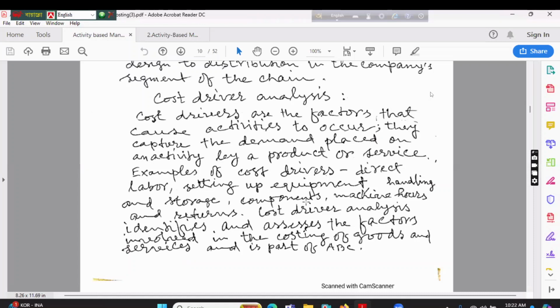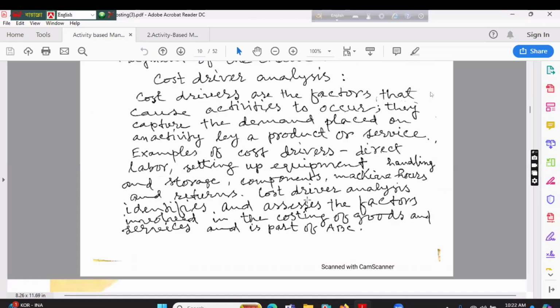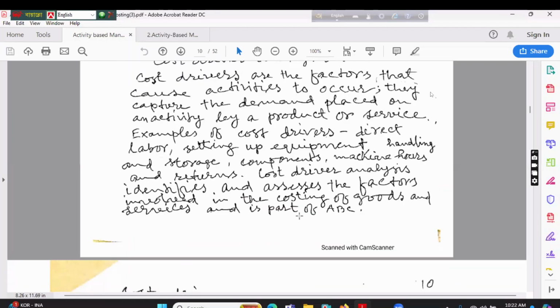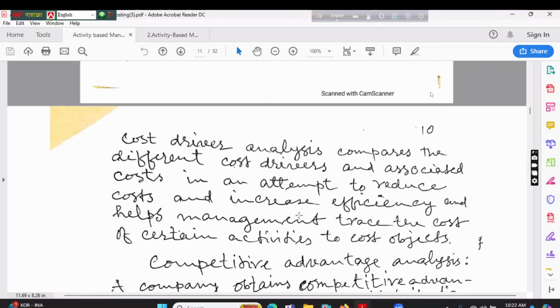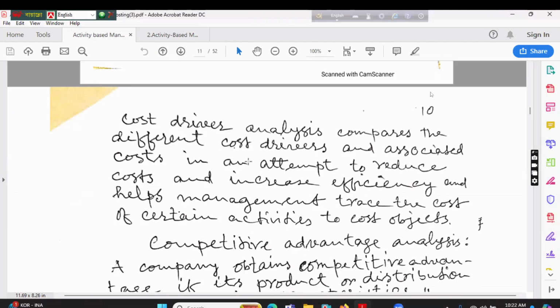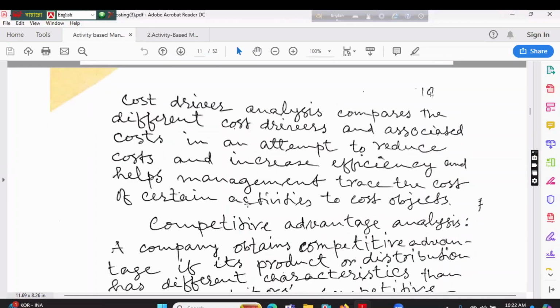machine hours, and returns. Cost driver analysis identifies and assesses the factors involved in the costing of goods and services and is part of ABC. Cost driver analysis compares the different cost drivers and associated costs in an attempt to reduce cost and increase efficiency, and helps management trace the cost of certain activities to cost objects.